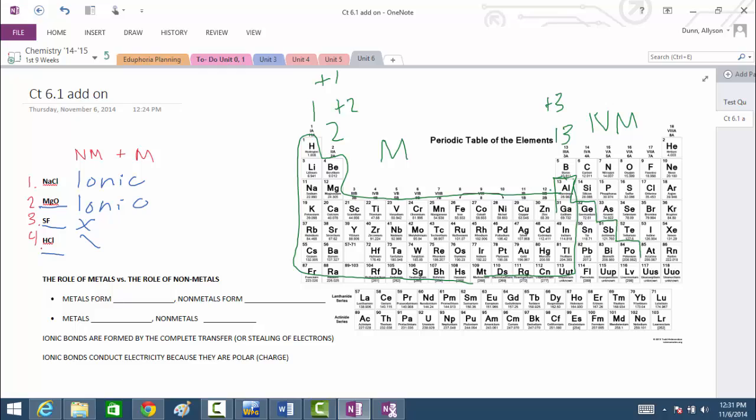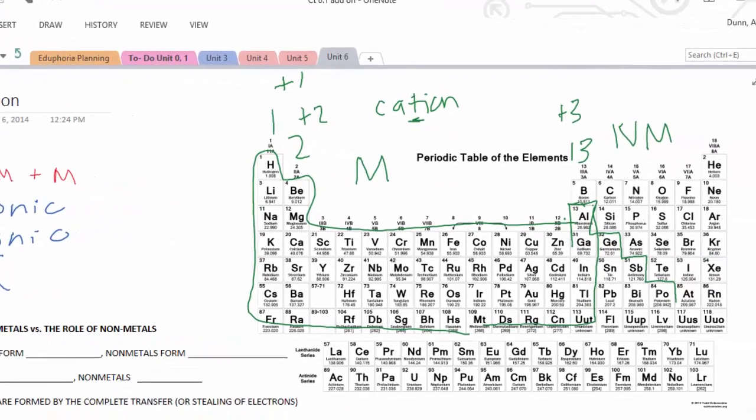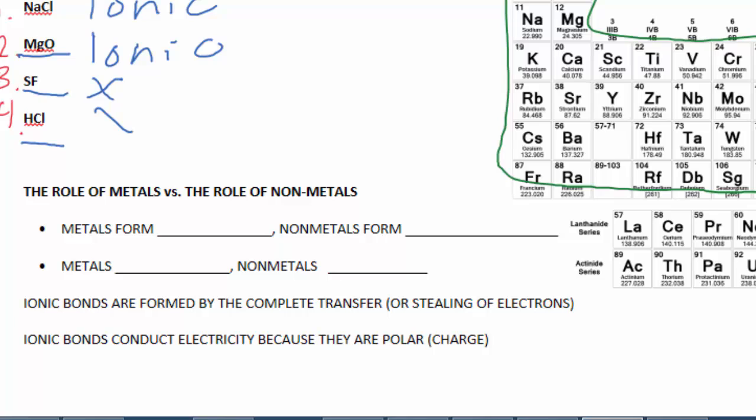Remember, anything with a positive charge we call a cation, right? And that t reminds us that it stands for the positive sign. So metals are going to form cations because they always have a positive charge. What does the positive charge stand for? Well, positive charge means that they're giving away electrons because they'd rather be at 0 than be complete at 8.